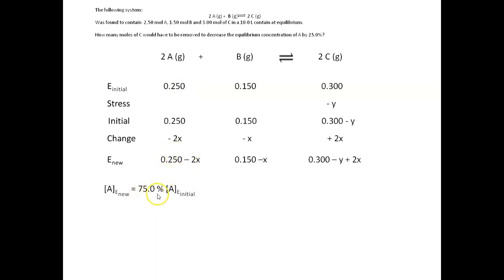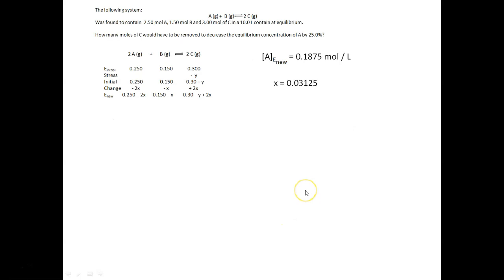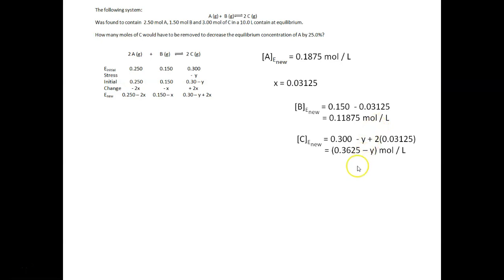So, I want my 25% decrease. If I'm going to decrease it by 25%, that means I have 75% left. As a result, that allows me to determine the value of this number. Now, since I know what my new equilibrium concentration of A is going to be, that allows me to get my X value. And now that I know my X value, I can substitute it in to solve the new equilibrium value of B and get down to one unknown for C.